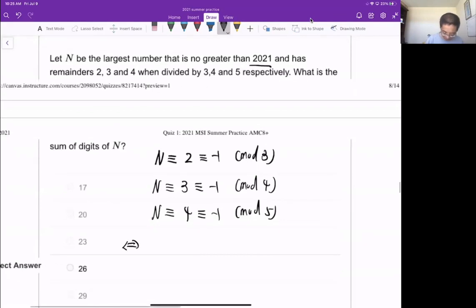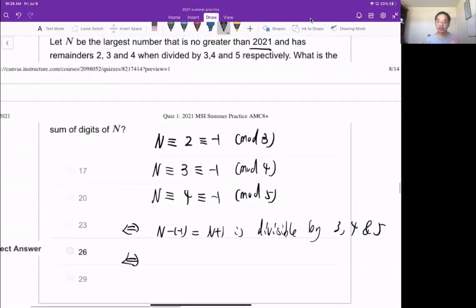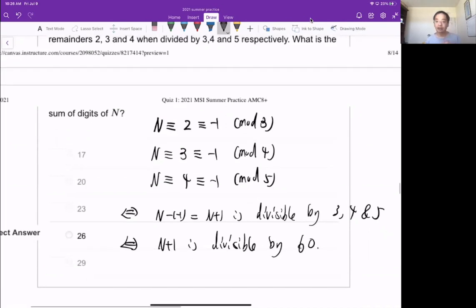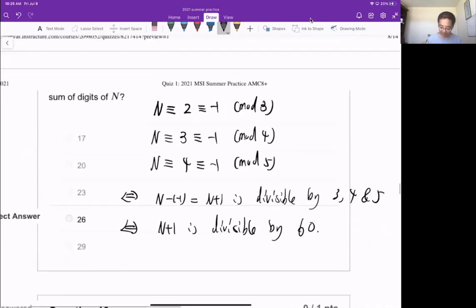And this is equivalent to saying that n minus -1, which is just n plus 1, is divisible by 3, 4, and 5, which is equivalent to saying that it's divisible by the LCM, that is 60. Right? So n plus 1 is divisible by 60. So n, when divided by 60, the remainder is -1.